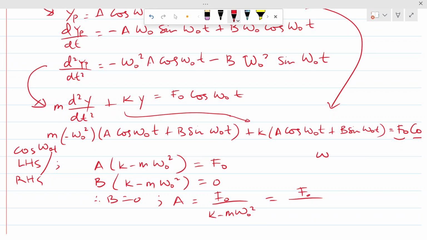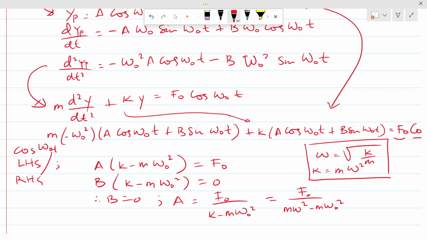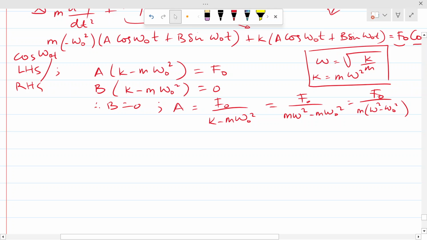Here k can be converted, because omega equals the square root of k over m, and therefore k equals omega square times m. So k equals m omega square, so k minus m omega naught square is m times omega square minus omega naught square, therefore a is f naught divided by m times omega square minus omega naught square. So now we can put everything together.